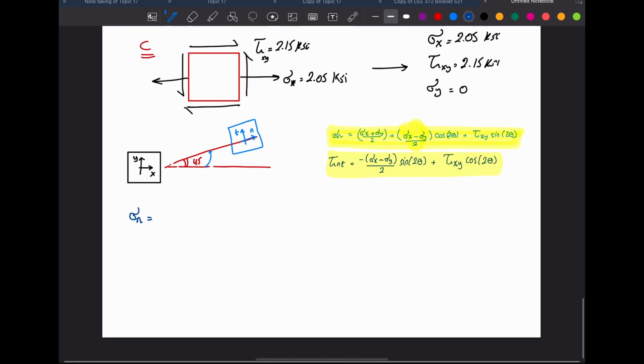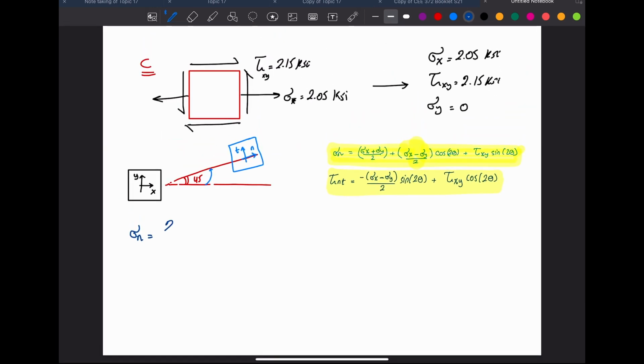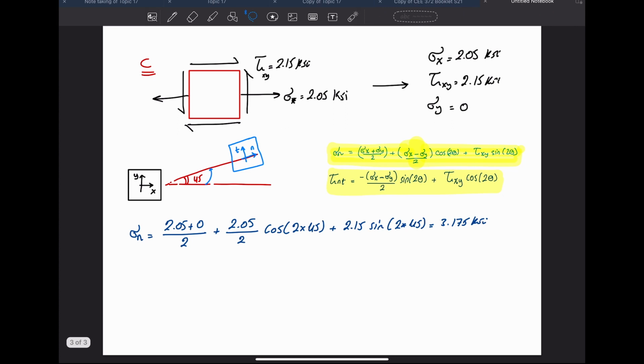Now let's find the stress at N. Stress at N is equal to stress X plus Y over 2, so I will say 2.05 plus 0 over 2, plus 2.05 over 2 cosine 2 theta, and theta is 45 degrees, plus tau xy, which is 2.15 sine 2 times 45 degrees. If you solve for this, you're going to get 3.175 KSI. This is the stress at N, and it's positive, so stress at N is 3.15 KSI.